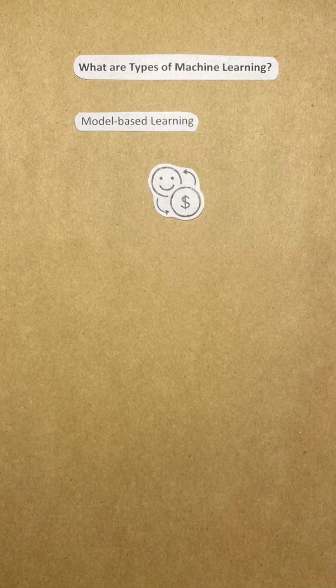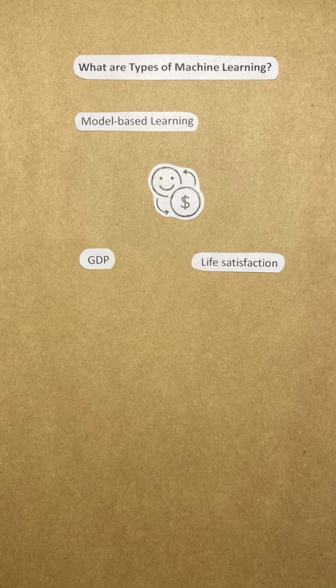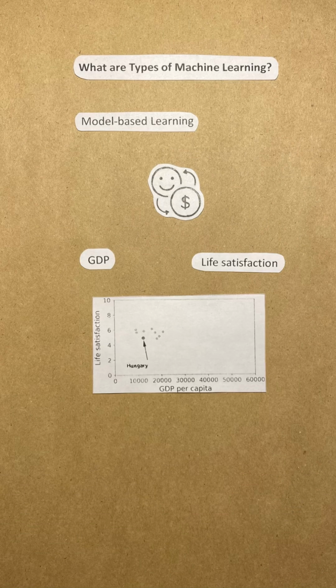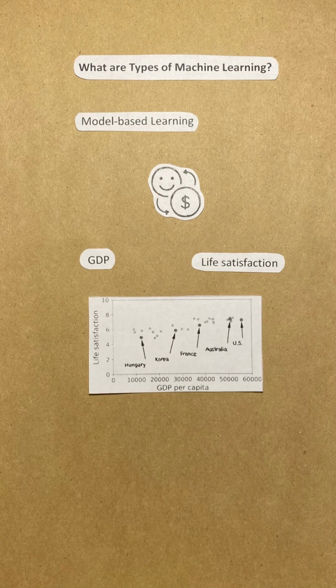Let's say you want to know if money makes people happy. You gather data about different countries' GDP, or how much money the country makes, and their people's life satisfaction scores. For example, Hungary has a GDP of $12,240 and a happiness score of 4.9, while the United States has a GDP of $55,805 and a happiness score of 7.2.